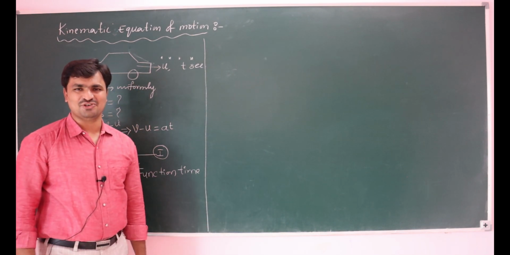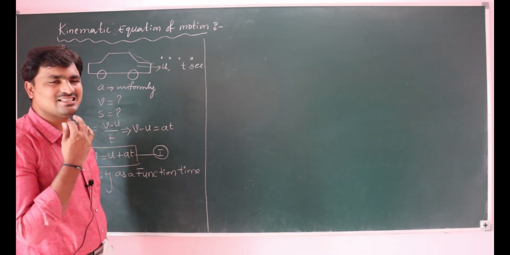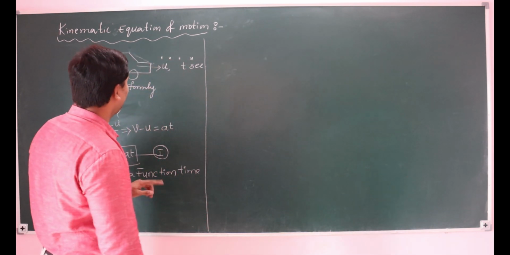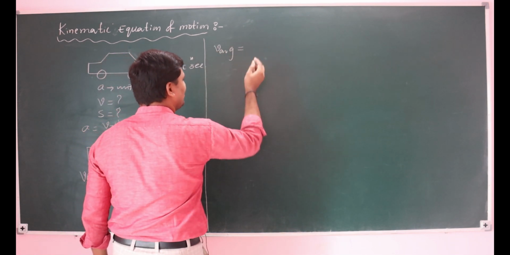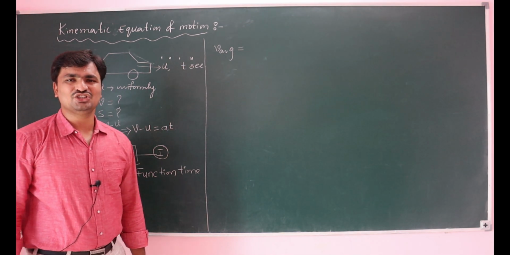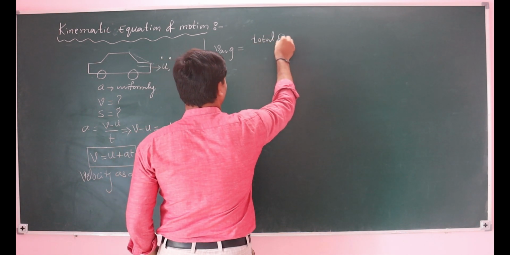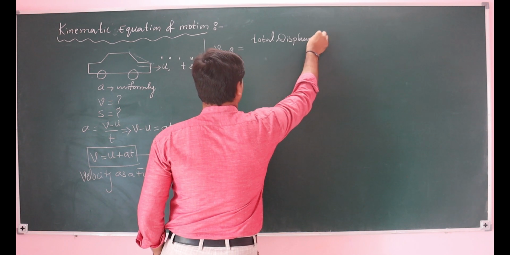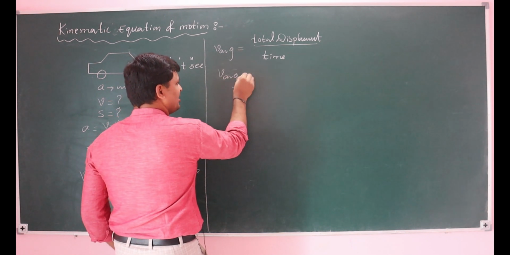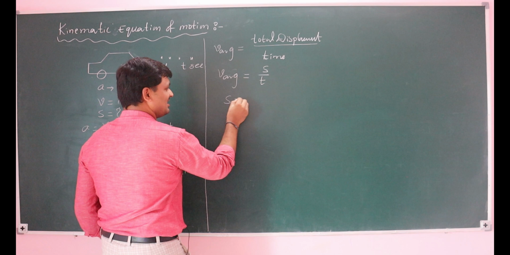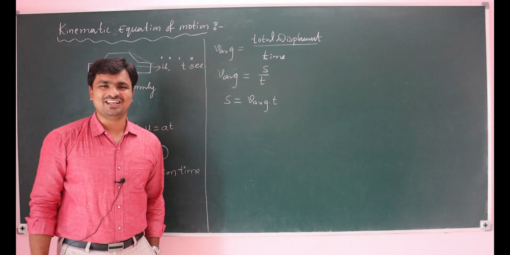Let's come to the second equation of motion. The situation is the same. Now that we have found the velocity, next we are going to find the displacement after t seconds. For that, I am considering the average velocity of the car. Average velocity is total displacement upon total time. Here I consider the total displacement as s. Then v average is equal to s by t, so s is equal to v average into t.